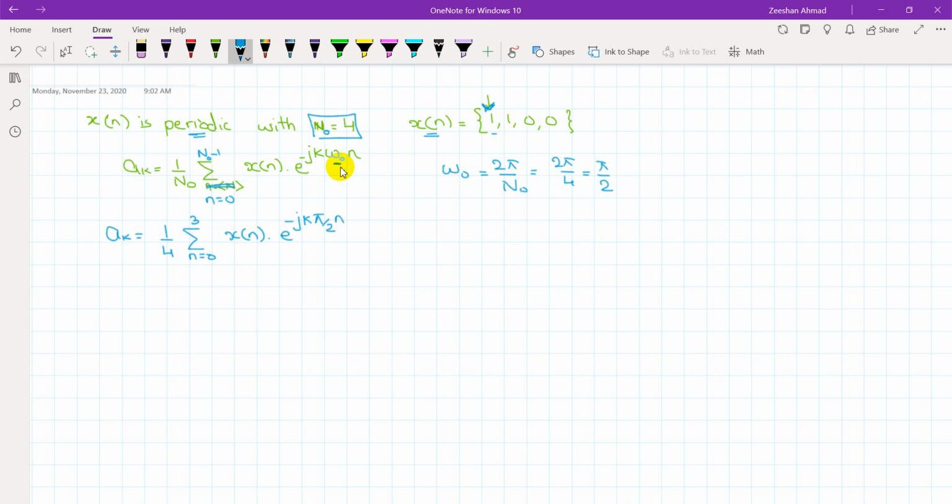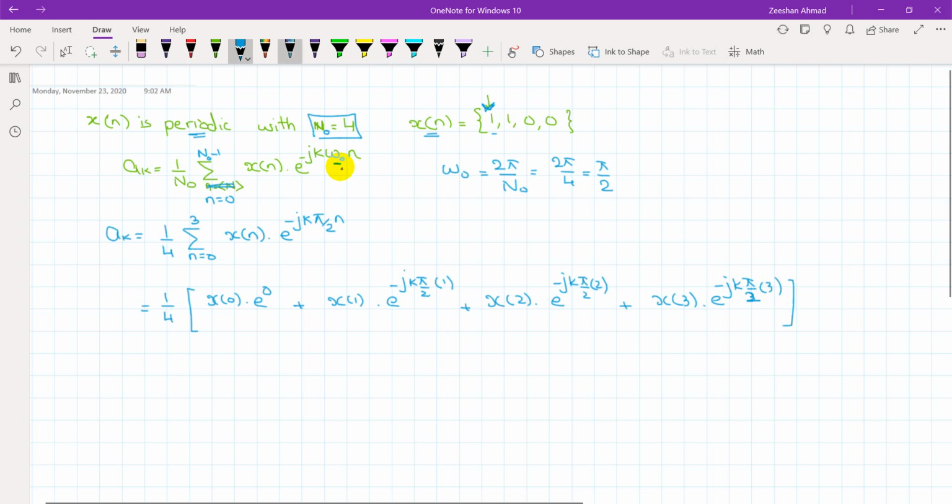So this is the general form. Let us expand it. It will be equal to 1 by 4 times, when you run it, n equal to 0 gives x of 0 into e power 0, plus x of 1 into e power minus j k pi by 2, plus x of 2 into e power minus j k pi by 2 into 2, plus x of 3 into e power minus j k pi by 2 into 3.